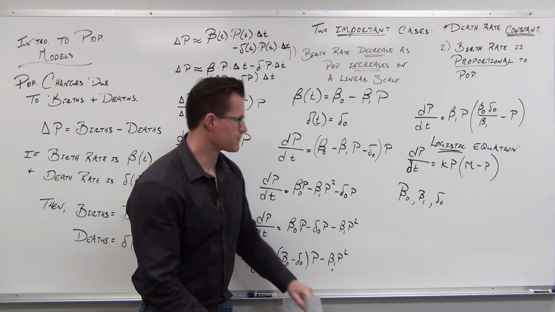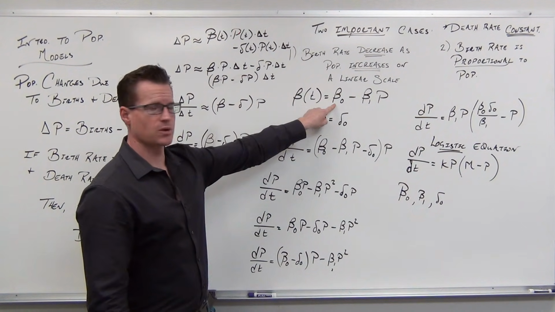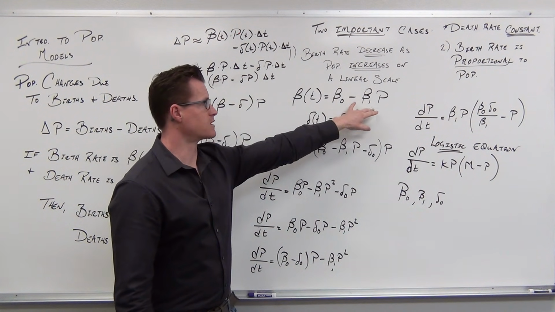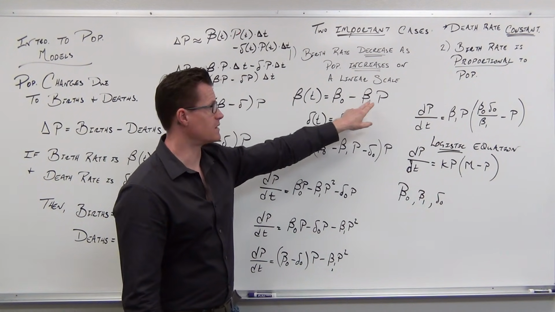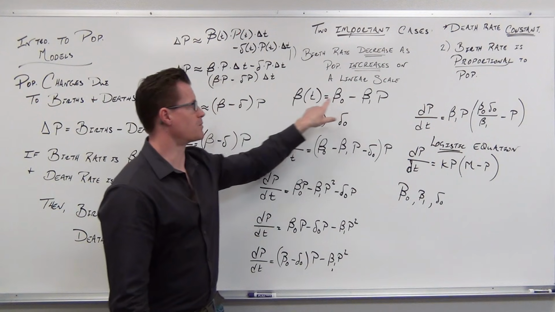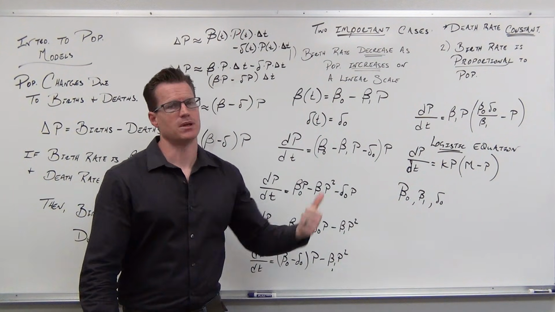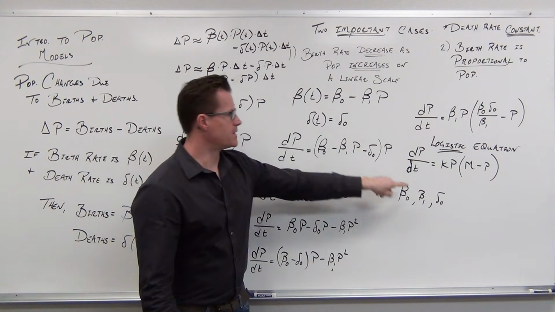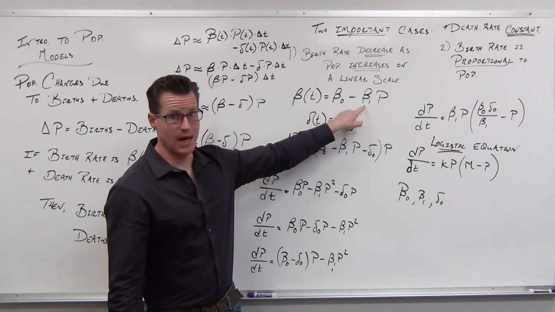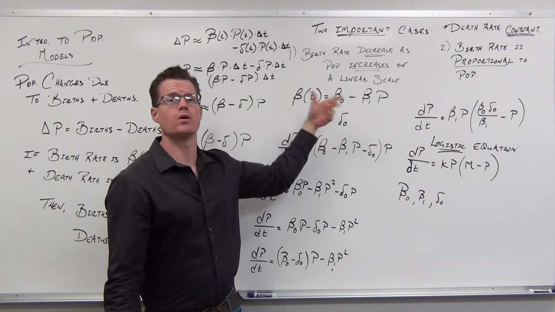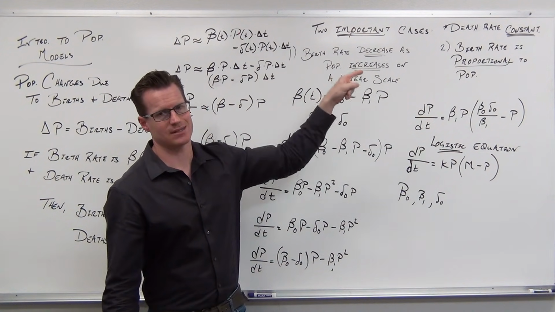What's it mean if they're all positive? That means that we start with a positive birth rate and we're subtracting something that is based on population. Population is always positive, and if this is positive, then this means that our birth rate is decreasing as our population is increasing. We have to have this positive, otherwise, if that was negative, obviously this would be growing as population increases. That's our next case.